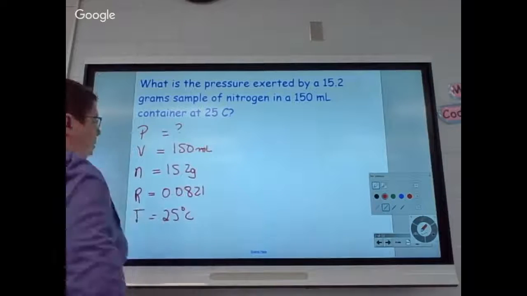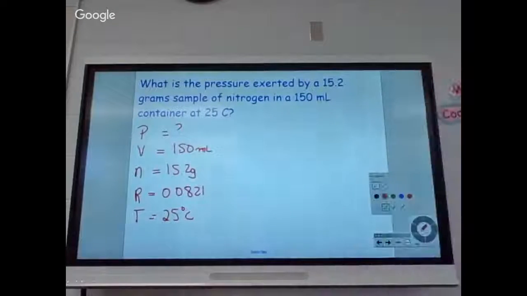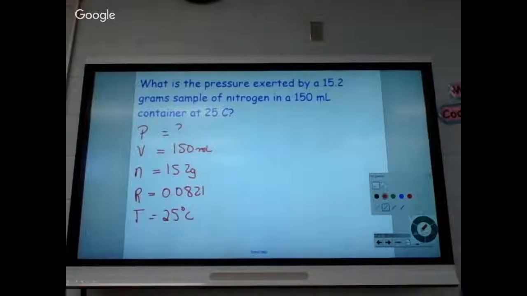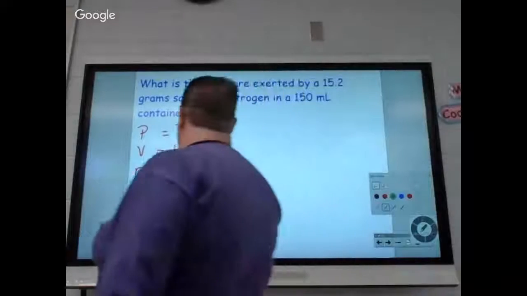All right, so did everybody come up with those numbers for where they should be placed based on what they got in the question? Everybody okay with where I got the volume placed? It was 150 milliliters, so I put it next to V. And the 15.2 grams would go for moles. And then R is 0.0821, and then 25 is temperature. Now, this problem doesn't have everything in the right units. So 25 plus 273 is 298 K. So I had to change this to kelvins.